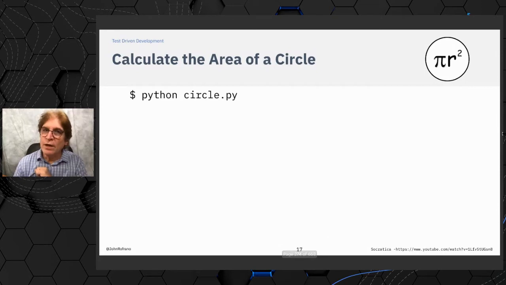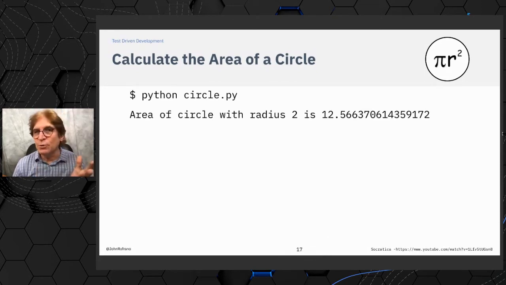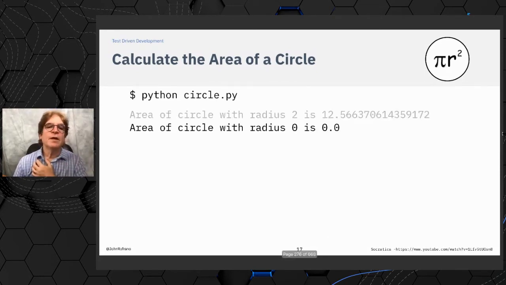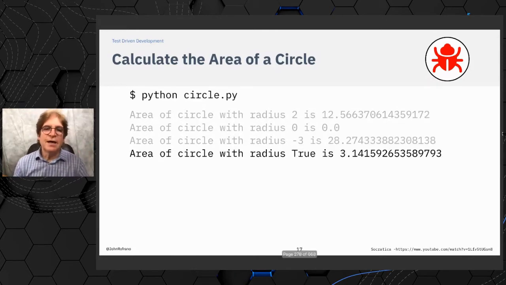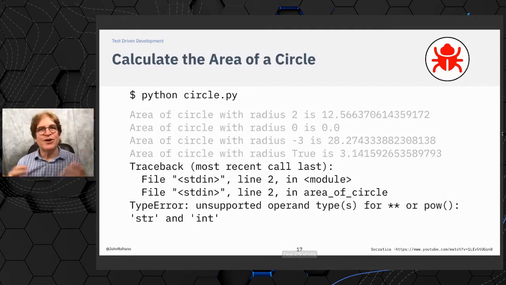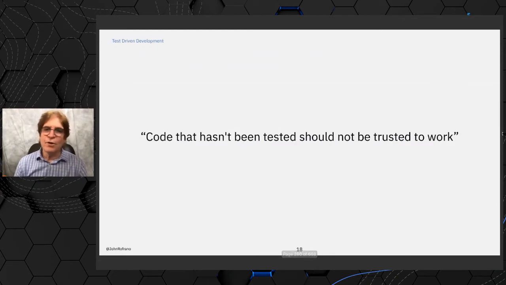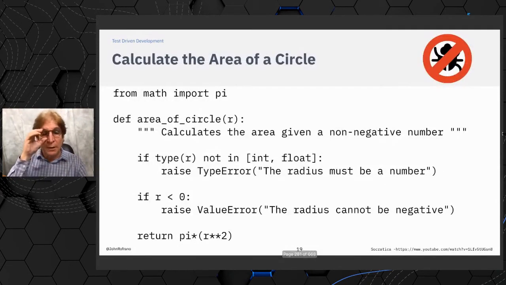And the first time it runs, I get the area of a circle of 2 is 12.5, and so on. And I get the radius of 0, area 0. So far, so good. And then the radius of -3 gives an area of 28.7. I mean, that can't be right. Radius of True winds up being pi. And of course, the radius of a string just throws an exception. Code blows up, right? So code that hasn't been tested shouldn't be trusted to work.